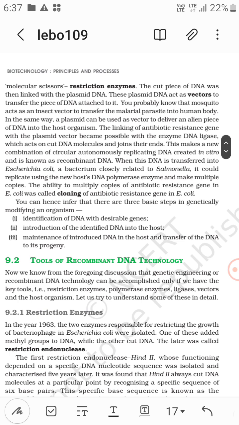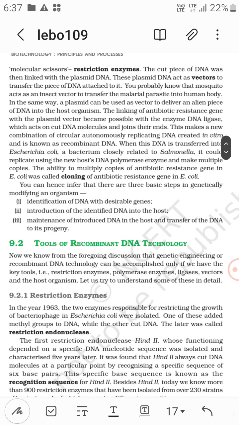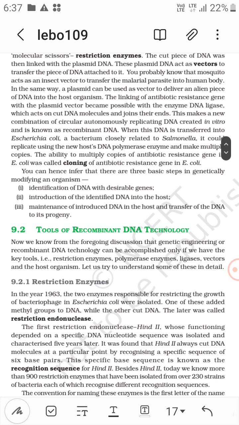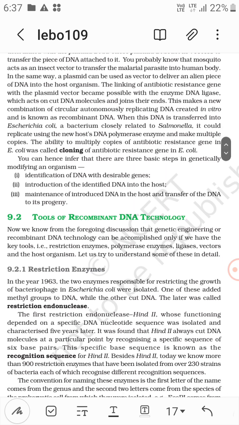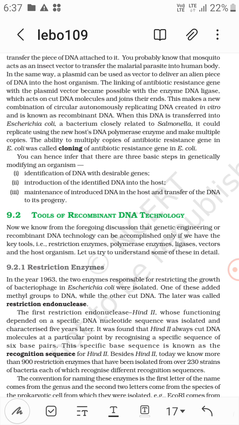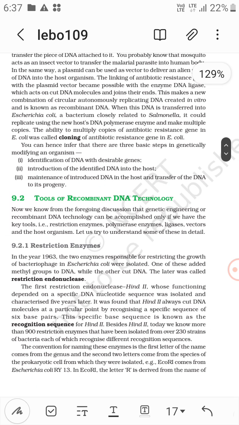Okay, now you can infer that there are three basic steps in genetically modifying an organism: the identification of DNA with the desirable genes that we really want, then introduction of that identified DNA into the host, which can be yeast or bacteria or anything that has a tendency to replicate, and maintenance of the introduced DNA in the host and transfer of the DNA to its progeny. Maintenance is the bioprocess engineering, that is chemical engineering, the maintenance of sterile conditions free from pathogens and all that. So, tools of recombinant DNA technology.